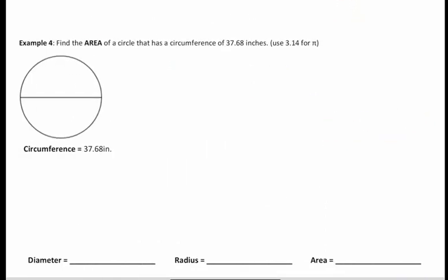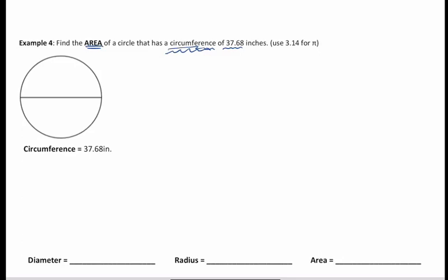Right, now this is the only problem that's a little bit different from all the rest, but let's read it first. For example 4, it says, find the area of a circle if the circle has a circumference. Now, what's this circumference business? I thought we were done talking about circumference. We did circumference the previous couple lessons here. Why do we have to do circumference for area? Well, let's get to that. But it says the circumference is 37.68.